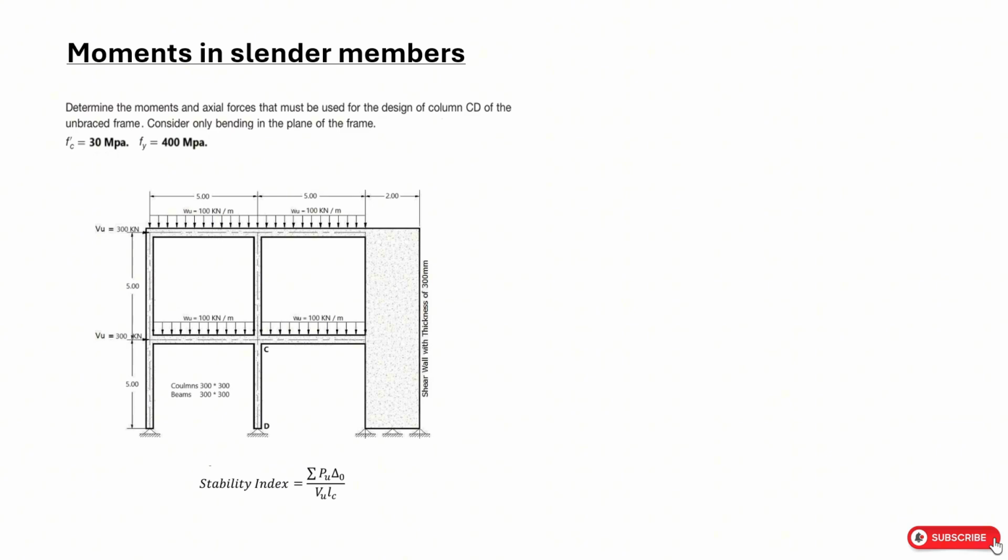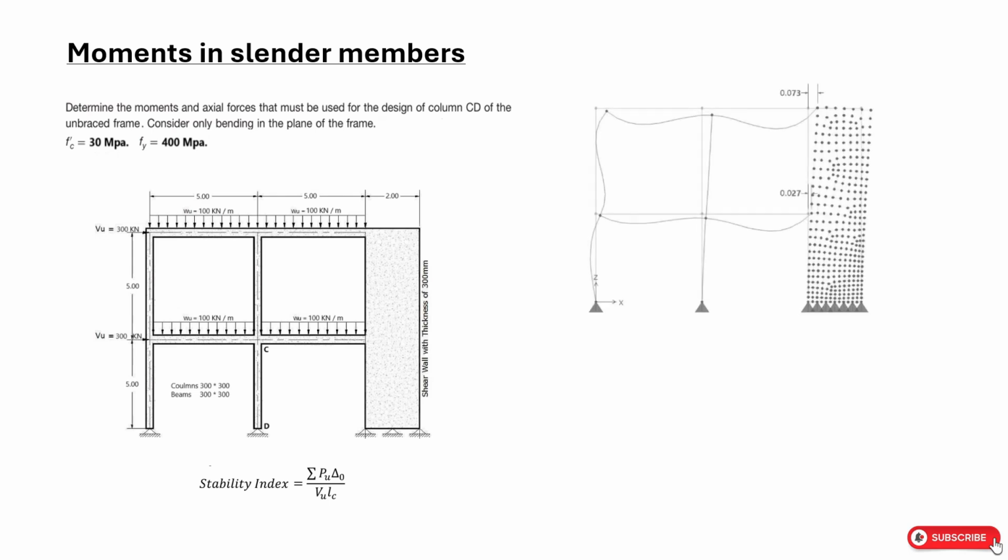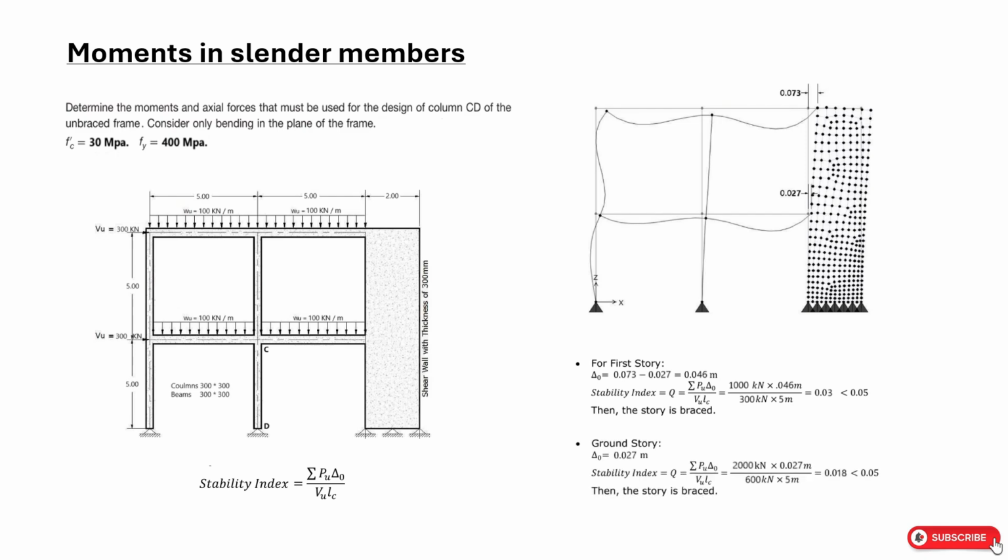for a braced frame, it's common for the stability index to be less than 0.05 because the braces provide significant stiffness to resist lateral loads, reducing displacement. The value of the stability index depends on the axial load, the lateral displacement, the horizontal shear, and the height of the structure. For the first story, the story is braced, and for the ground story, it's also braced.